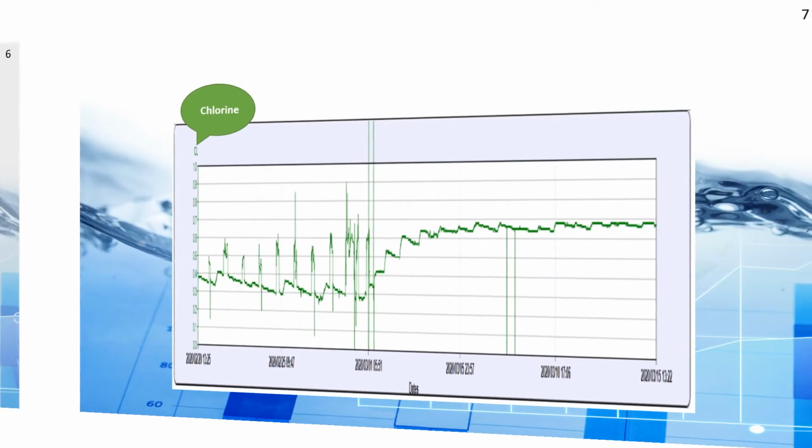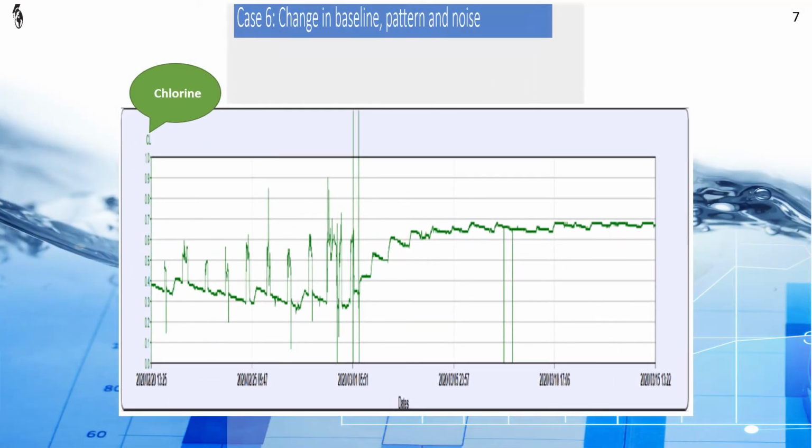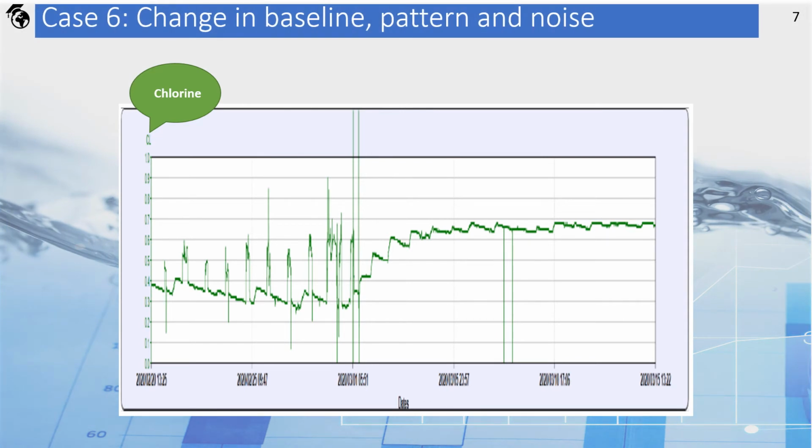Case 6, Change in baseline, pattern and noise. The sixth example is three changes that co-occur. The first is a change in baseline. The graph shows an array ranging from 0.3 to 0.4, and the system moves to an average of close to 0.7. Surprisingly, both the decrease in the amount of noise and the pattern of the graph are still noticeable.